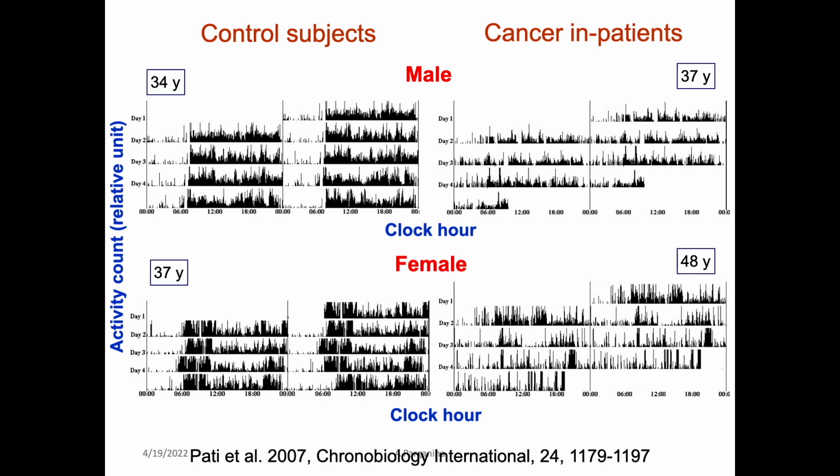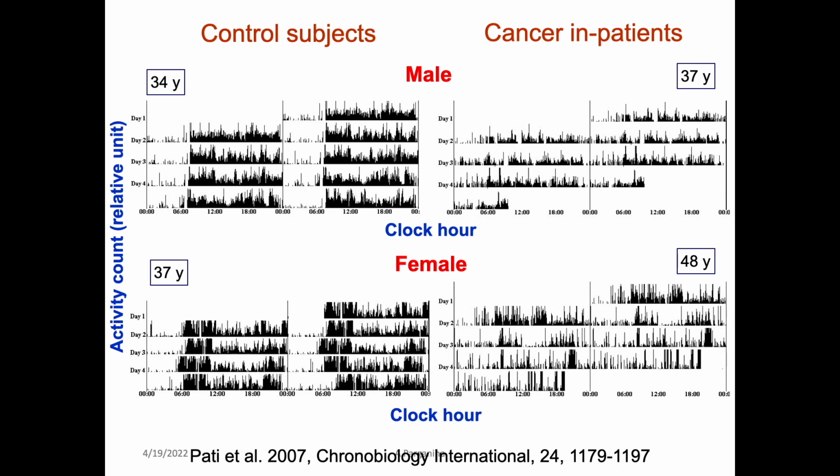So in case of the control subject, in male control subject, we can see there is a clear-cut distinction between the rest and activity. During the night time or during the sleep period there is no activity, but during the daytime there is lots of activity. There is a clear-cut distinction.